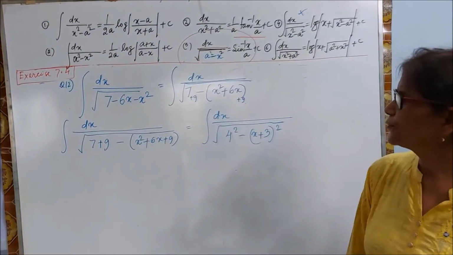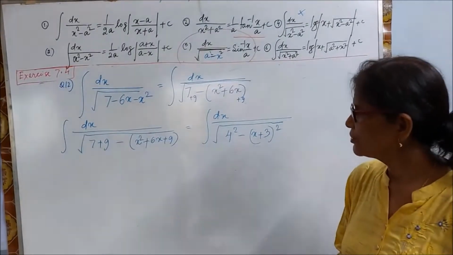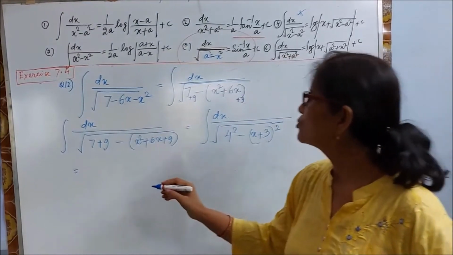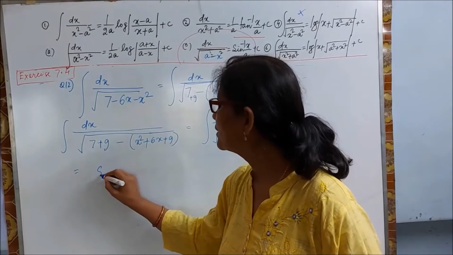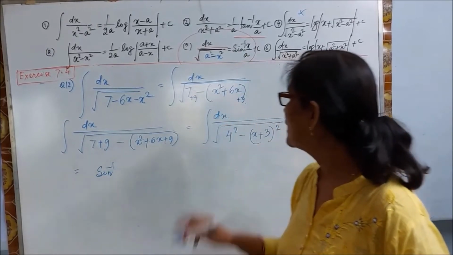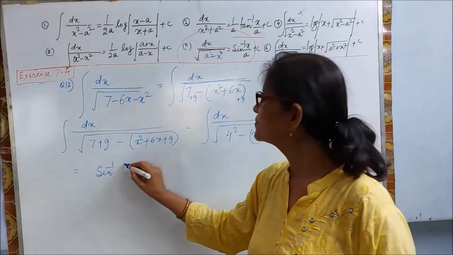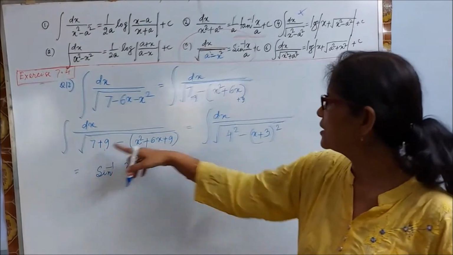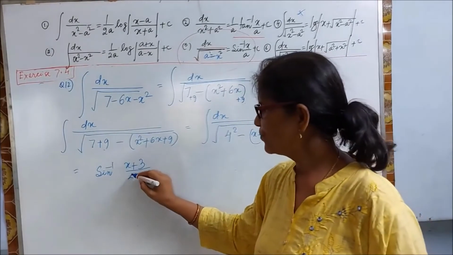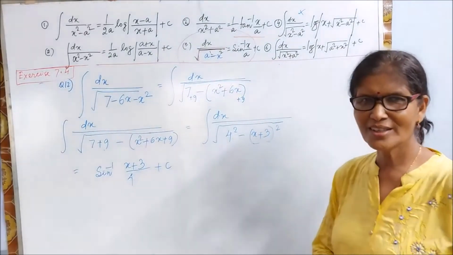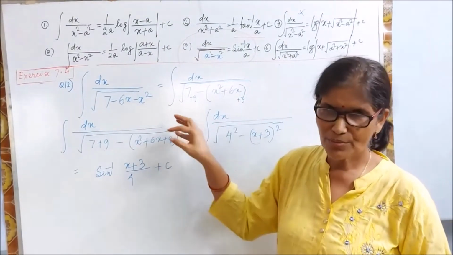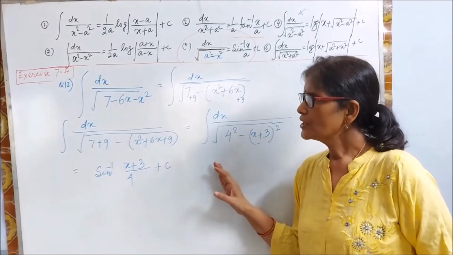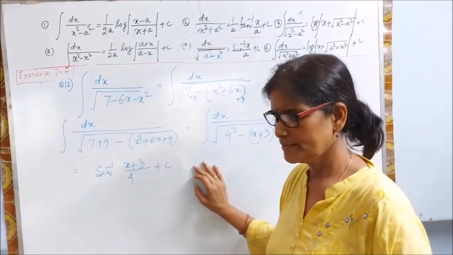Now come to the answer. The answer will be in this format: sine inverse of x, where x is x plus 3, and a is 4, because 16 is 4 square. So can you not observe that when you can fit it into the formula, it is easy to write? The only thing is to make it into a formula. So this is your question number 12.